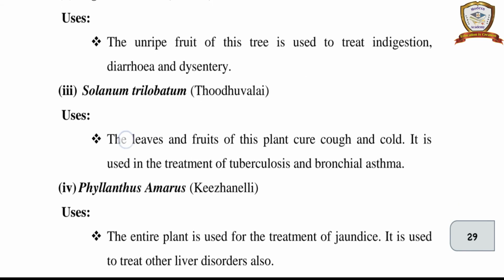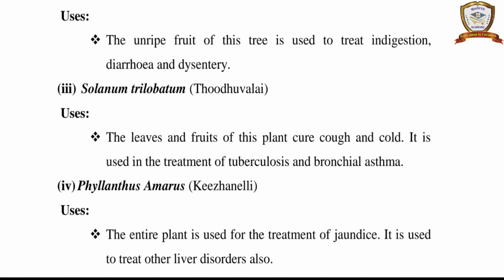Third one, Solanum trilobatum, Thuduvalai. Uses. The leaves and fruits of this plant cure cough and cold. It is used in the treatment of tuberculosis and bronchial asthma.